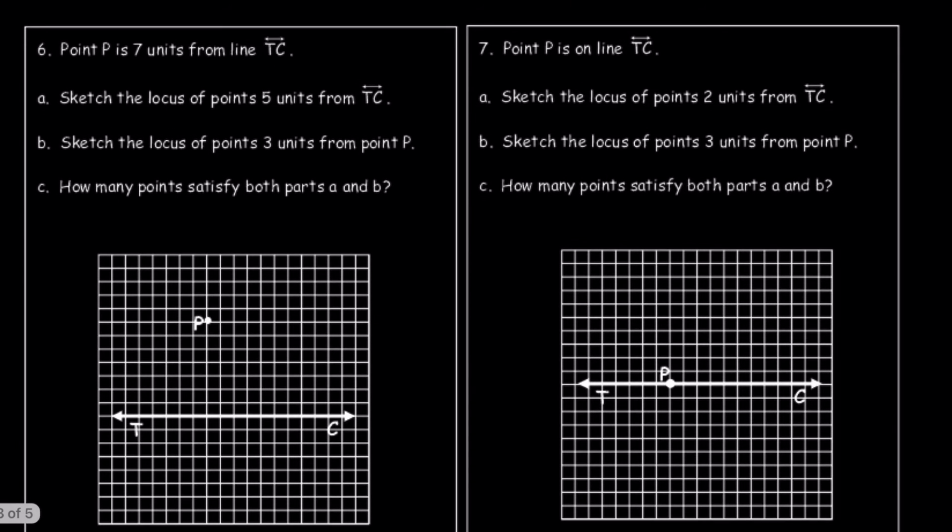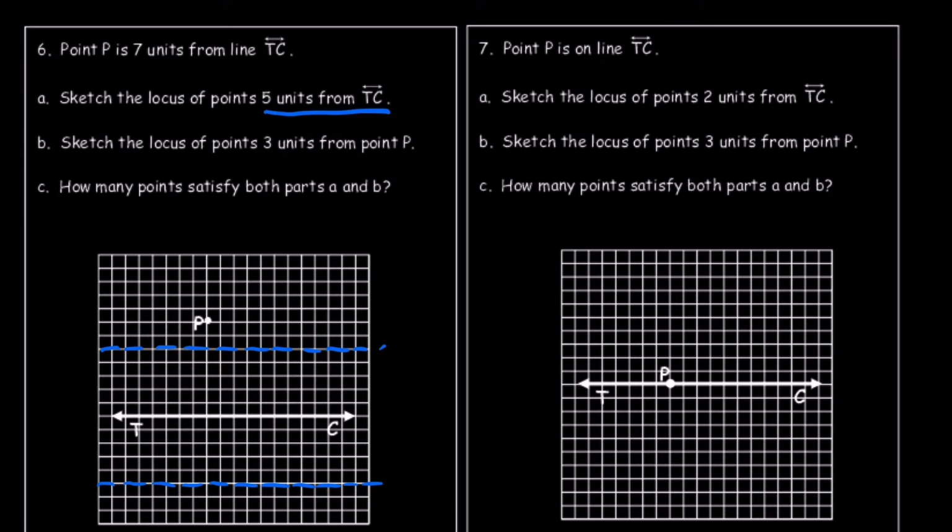Okay, so now we're going to combine these. Number 6 says point P is 7 units from line TC. So here's line TC. Here's point P. It's already drawn for us. Part A says sketch the locus of points 5 units from line TC. So if I give you a line and I want you to be 5 units away, you're going to sketch 2 lines. So let me do that first. Okay, so I have to count up 5. 1, 2, 3, 4, 5, and do a dashed line going across. So I have 1 up above, and then I go down 5 and do the same thing. 1, 2, 3, 4, 5. Draw this going across.